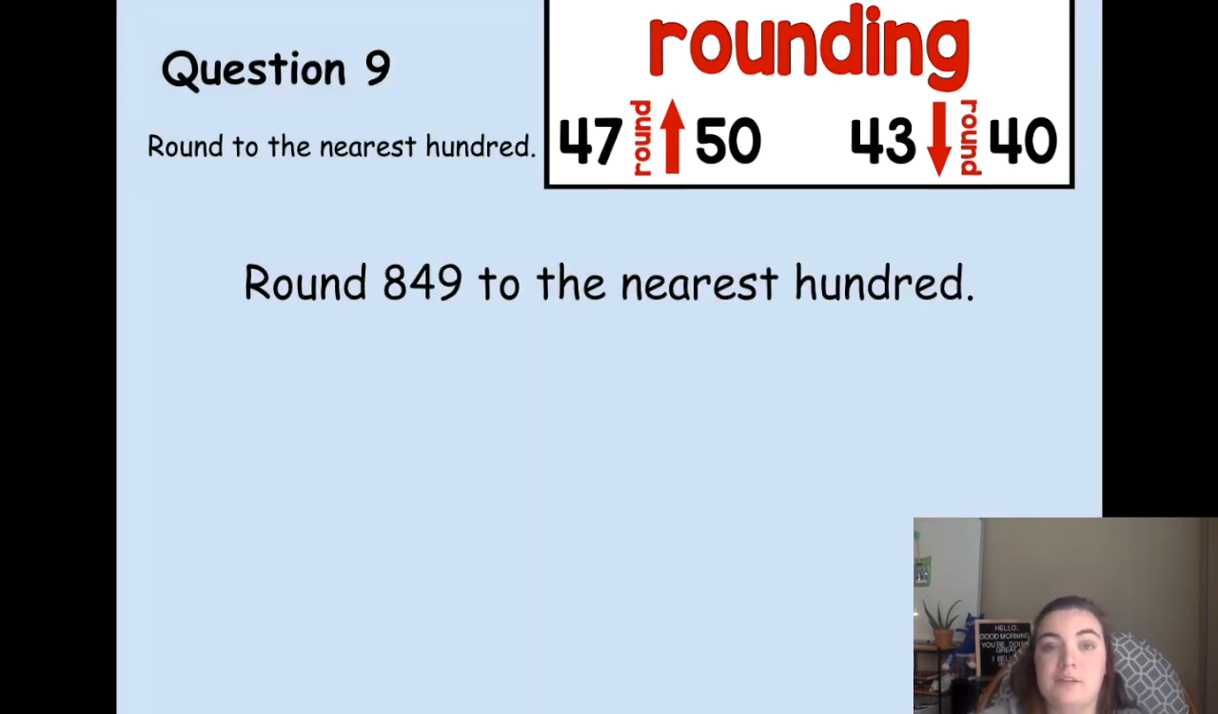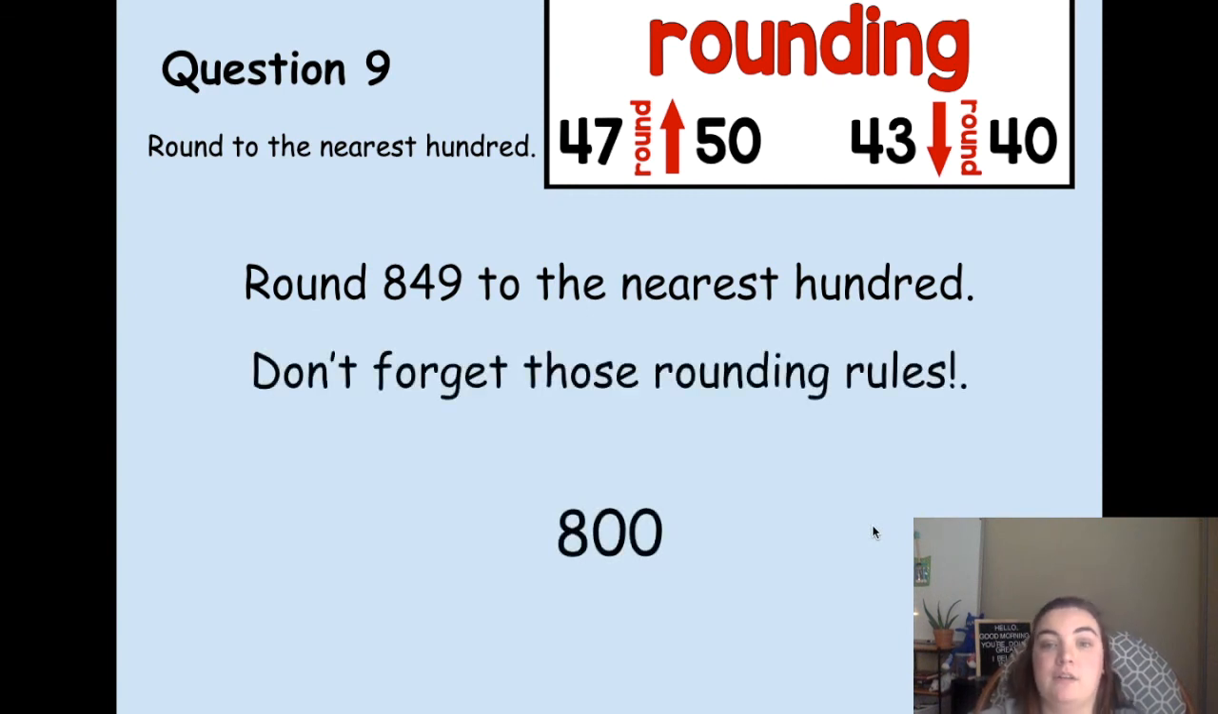Now we're going to round to the nearest 100. Again, we have to look in the hundreds place, and we look next door. This 8 is either going to stay an 8 or move to a 9. We look next door and we find a 4. 4 is less than 5, meaning that the 8 will stay the same. So it's going to be 800. You cannot forget your rounding rules when you do these.